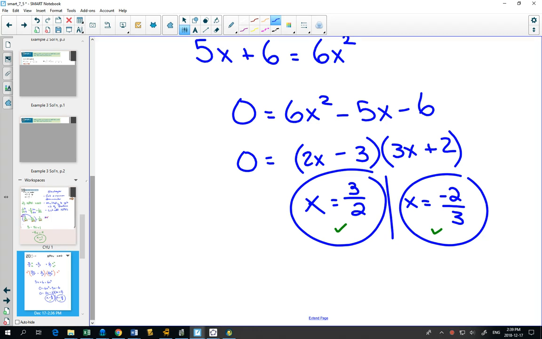Well, the factoring part, if that's hard, then go to the quadratic formula. Okay, so try questions 3, 4, 5, and 8.